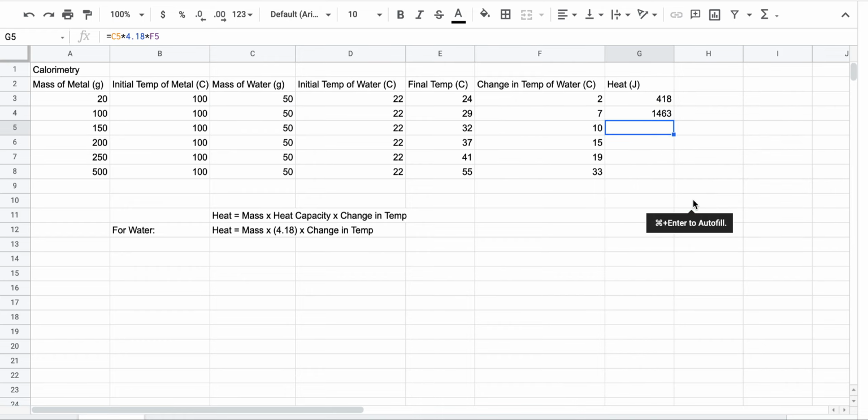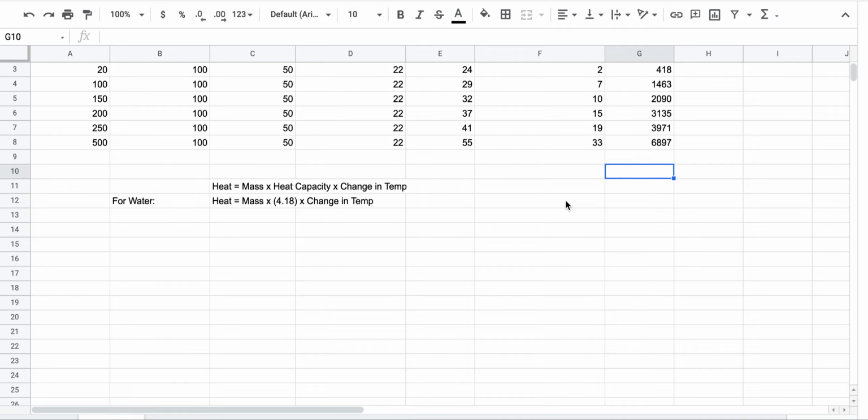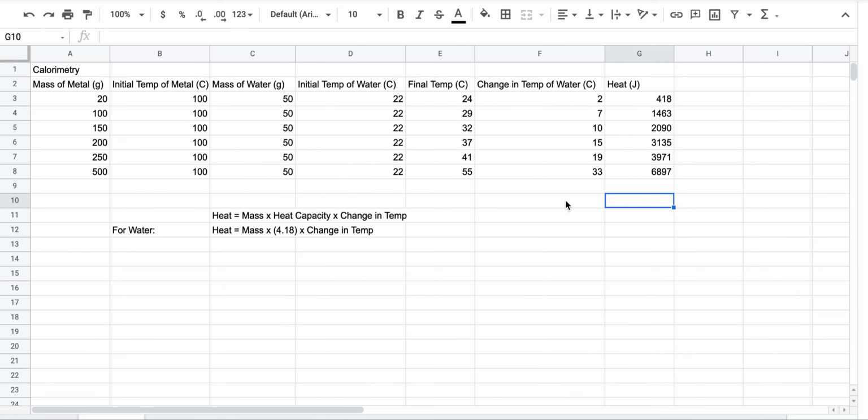Okay, you should have gotten these values here. And you can see that the amount of heat that is absorbed increases because you're putting an increasing mass of metal into the water. So you can see that mass is definitely a part of this formula. So the larger the mass, the more heat that mass is going to contain. And in this case, the metal transferred a lot of its heat to the water, and the temperature of the water went up. Now, we are going to graph this, and we're going to graph a couple things.